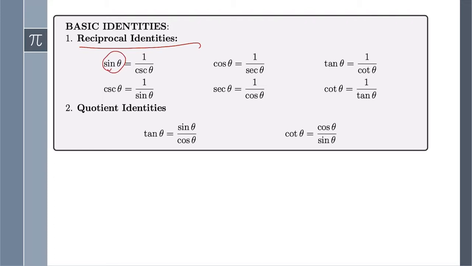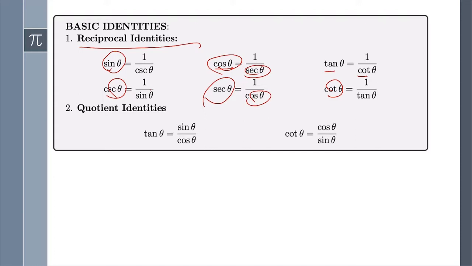Sine is the reciprocal of cosecant, or cosecant is the reciprocal of sine, vice versa, right? Similarly, cosine is the reciprocal of secant, or secant is the reciprocal of cosine. Tangent and cotangent are reciprocal of each other. So those are the reciprocal identities. This is useful when, if you know secant, then you can find cosine, or if you know cosine, then you can find secant. Similarly, if you know cotangent, you can find tangent, and if you know tangent, you can find cotangent. Similar cases with sine and cosecant, okay?